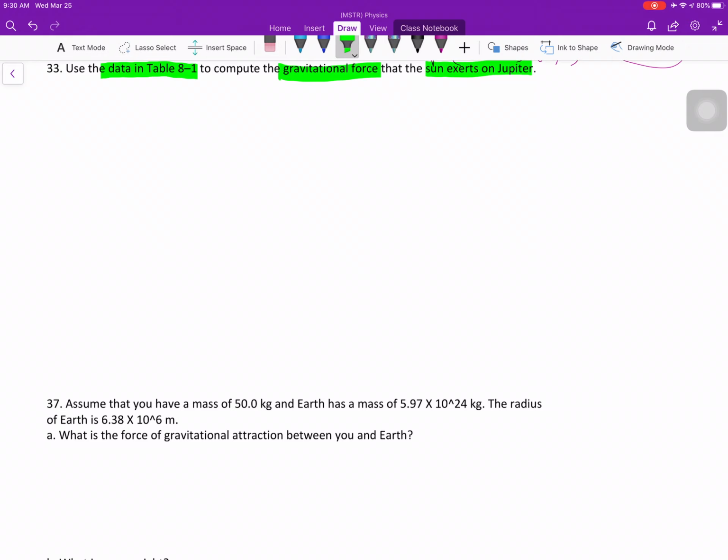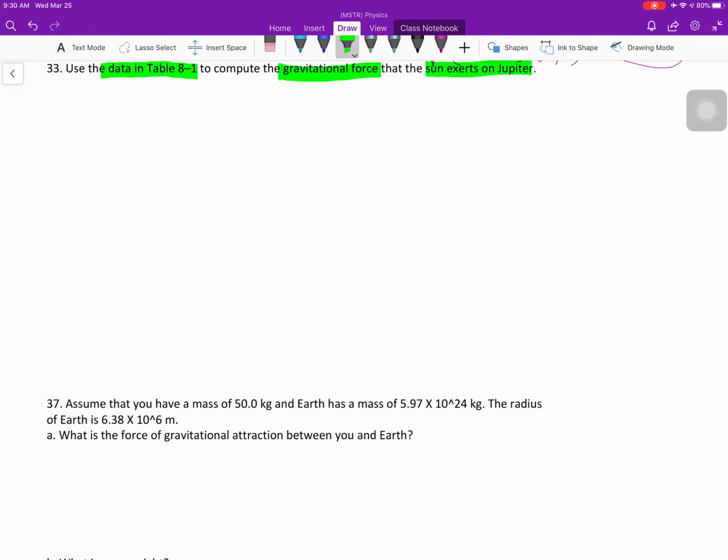The next object in the solar system that we're comparing to is the mass of Jupiter. Jupiter is the largest planet in our solar system, but it still doesn't measure up to what the sun is. So it's 1.90 times 10 to the 27th kilograms.